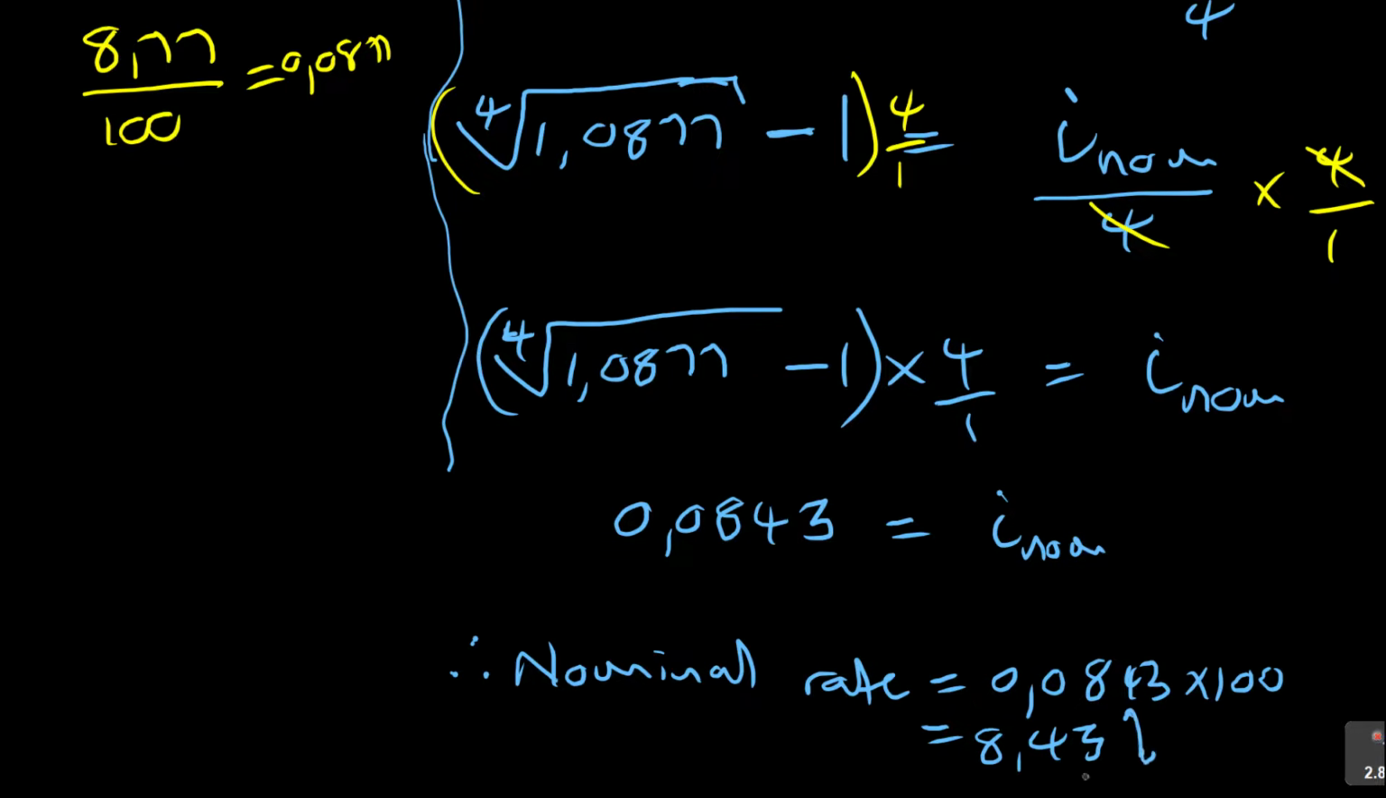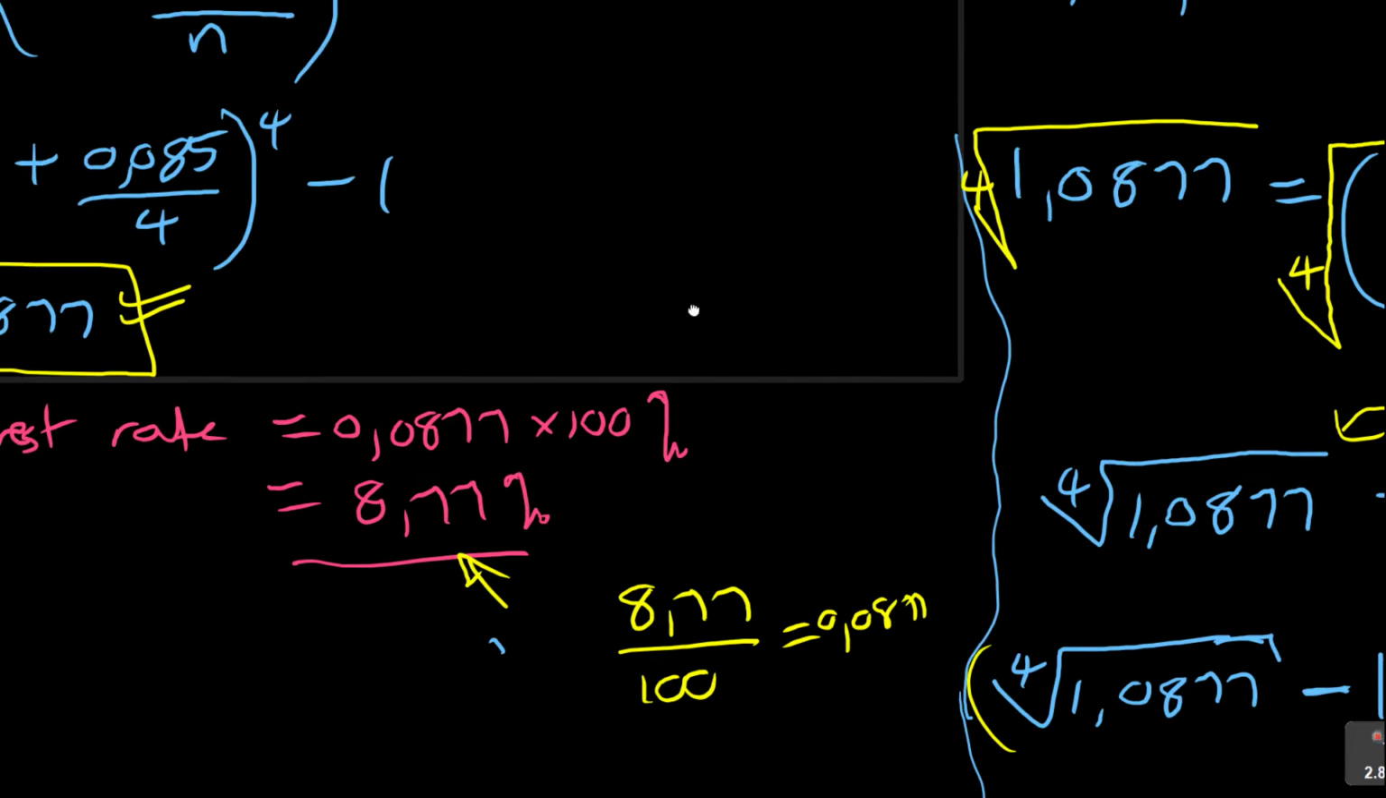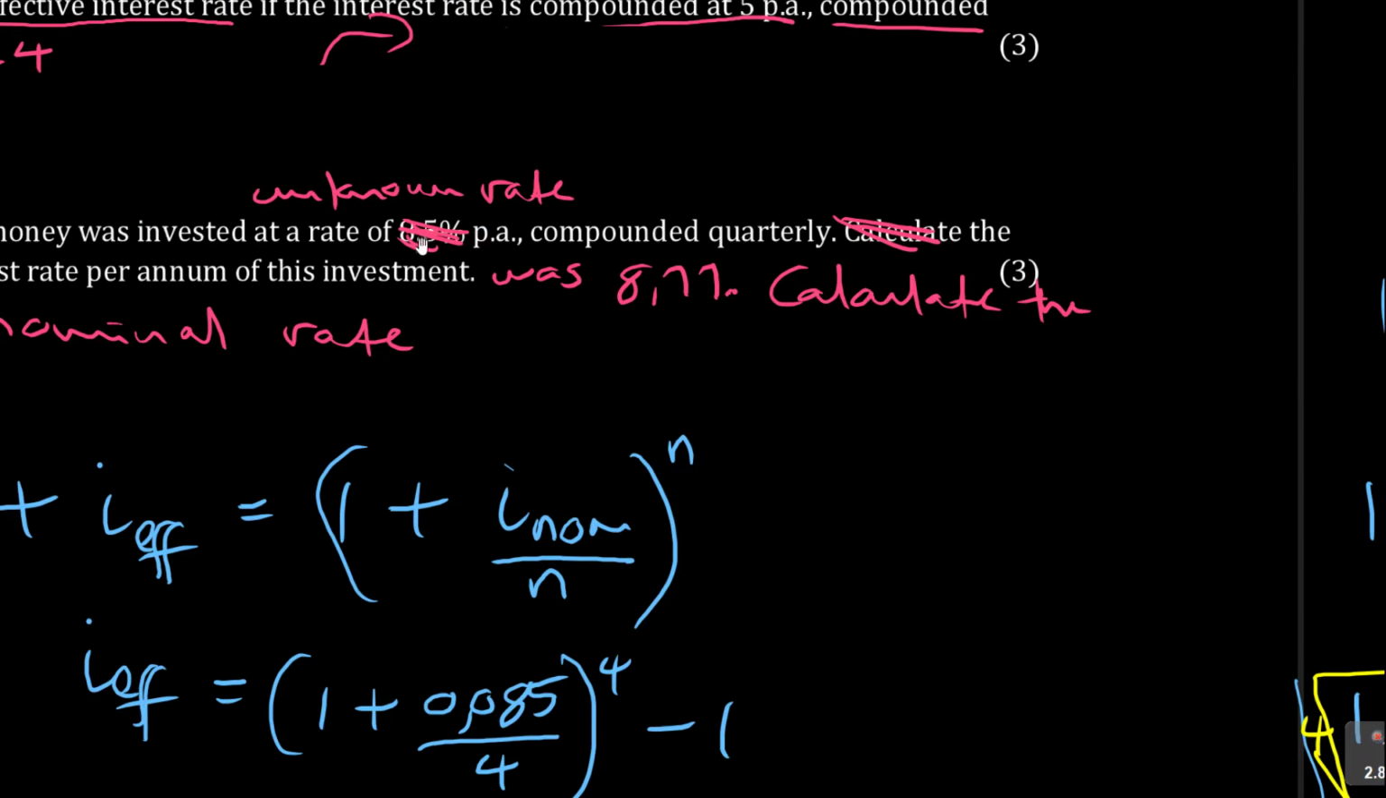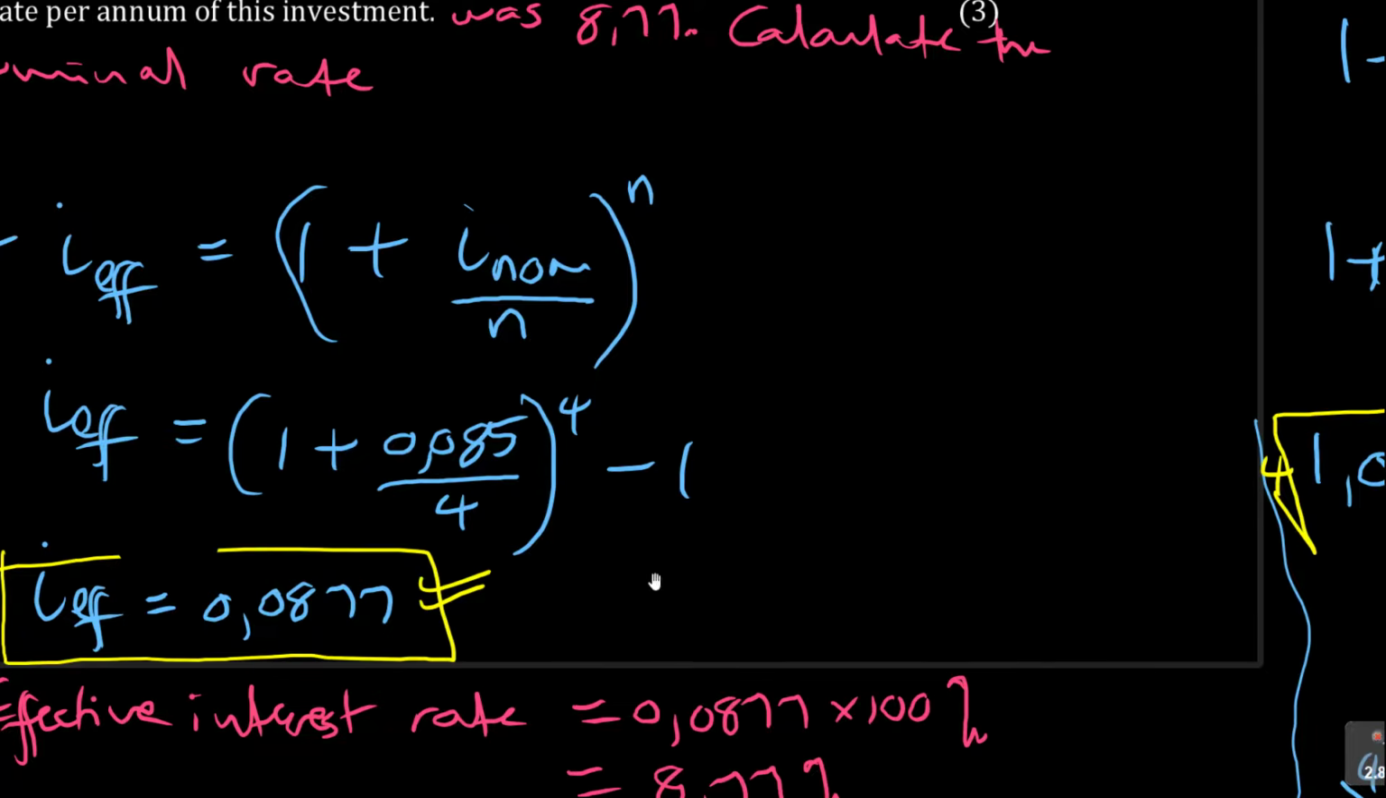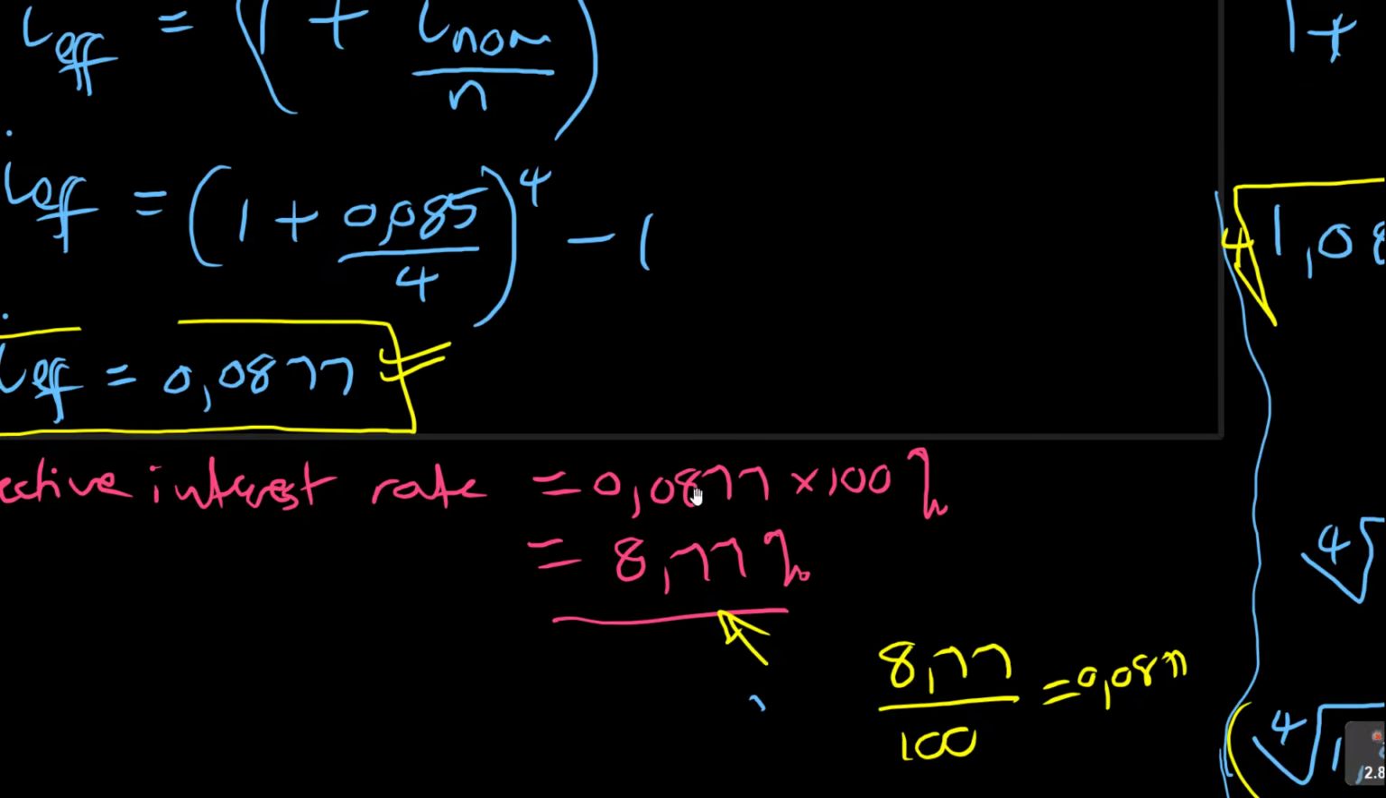8.43%. I know it didn't go to 8.5 because of the rounding off. We wanted this answer to become 8.5%, but it's because even this one has been rounded off. If we're using the actual value, then it was going to change.